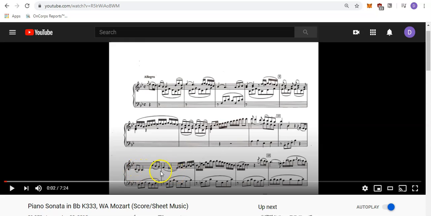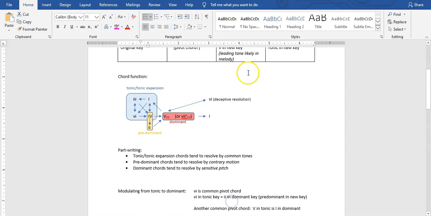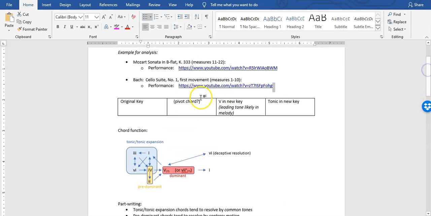Okay, so we enter this pivot chord as a vi chord in B flat, but we resolve it as a ii chord in F. Pretty nifty, eh? It's what we call pivot chord modulation. A pivot chord is a chord that belongs to both the key that we're coming from and the key that we're modulating to. And we sort of resolve into that chord with the function of the original key and resolve it with the function of the new key.